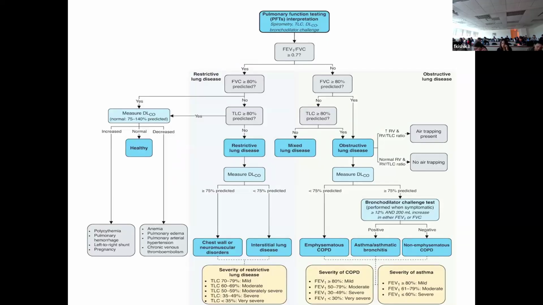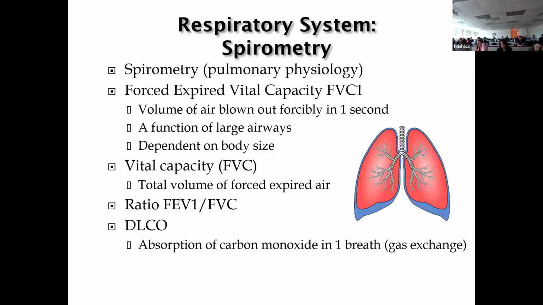Here's a big chart of all that stuff. And you guys know GOLD criteria? No. You're gonna learn GOLD criteria. It's like COPD criteria. It goes real hard on FEV1 over FVC and all that stuff. I'm not gonna go as hard, but Weber's gonna go hard with that.